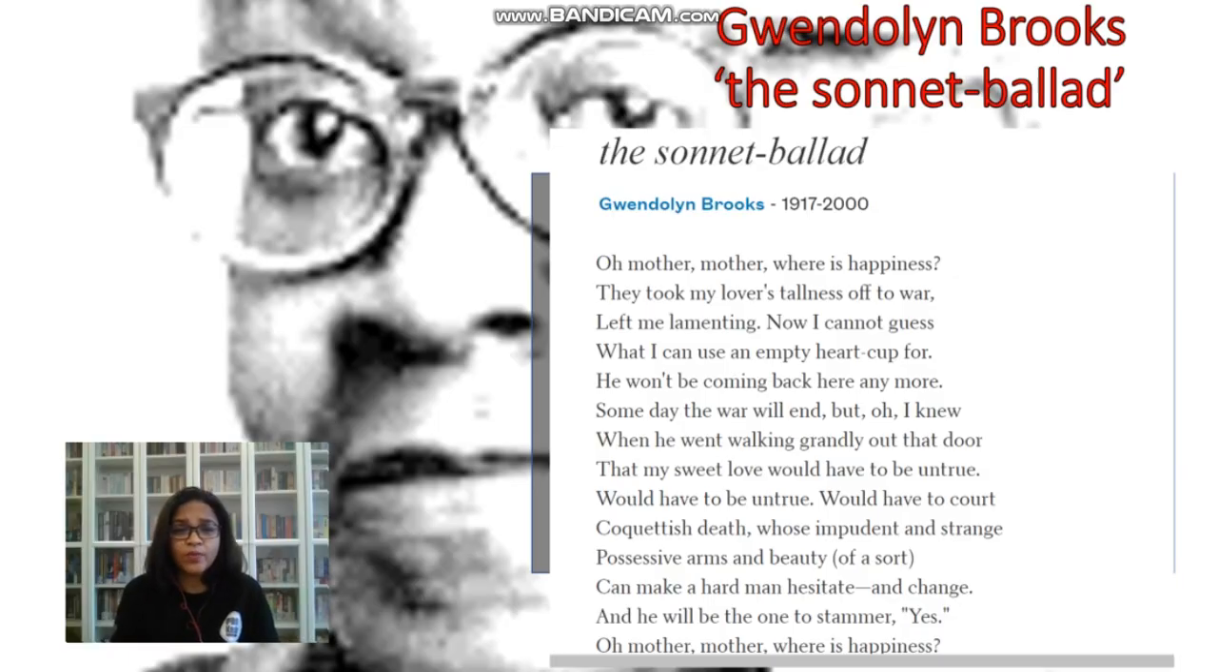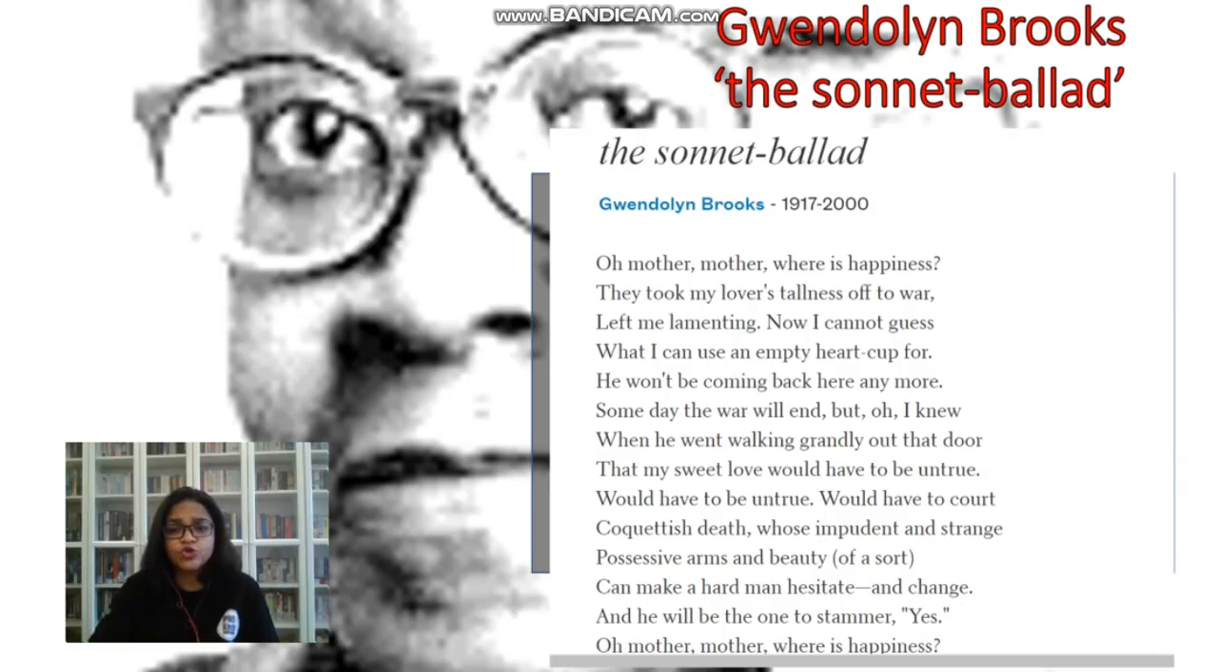And she says, "Oh mother, mother, where is happiness? They took my lover's tallness off to war, left me lamenting. Now I cannot guess what I can use an empty heart cup for." Right? So, the speaker of Brooks' sonnet ballad is a young woman who is lamenting that her lover has gone off to the war, and she complains to her mother by asking, "Where is happiness now?"